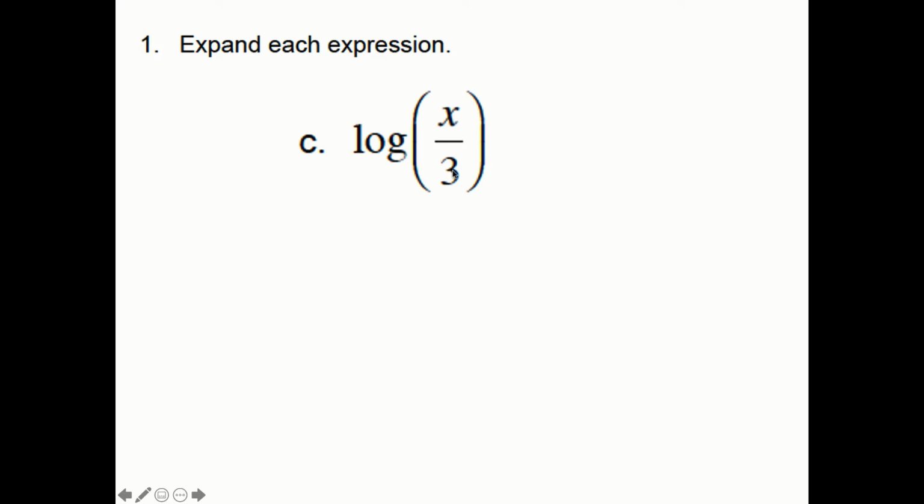For C, these are being divided. So you would have log of x. The 3 is on the bottom, so it's minus log of 3.